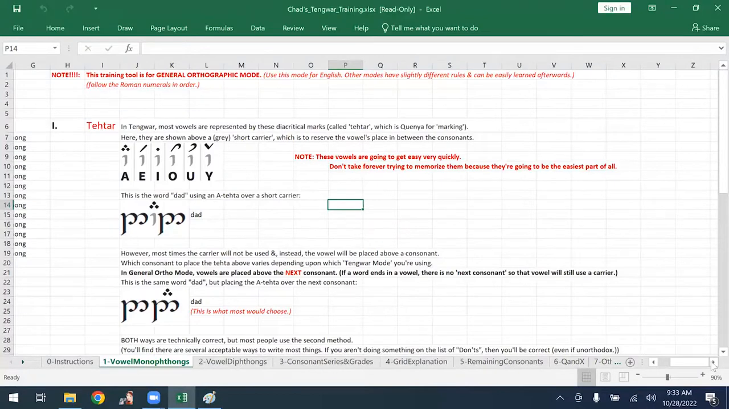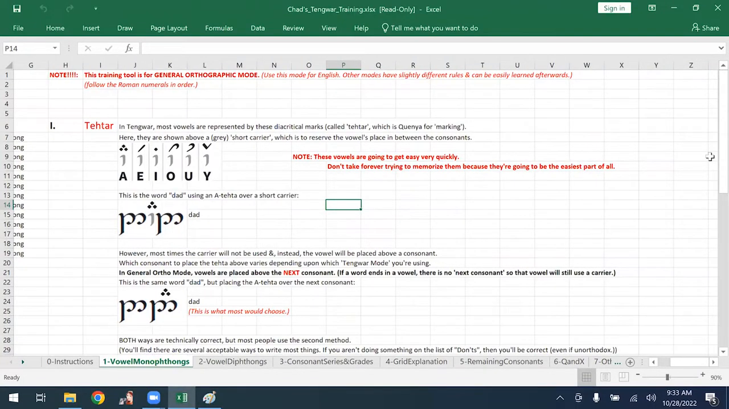But right here, I write at the very top, this training tool is for general orthographic mode. Use this mode for English. That's why we're doing this one. So we're going to learn English first, which is normally done in general orthographic. And once you get good at general orthographic, the other ones come easy. Like the other day when we were all looking at those original Tolkien manuscripts at Marquette, there were quite a few words where one letter I didn't know. But because I knew every other letter, I knew what the word said. That's just basically because I know the English one very well.